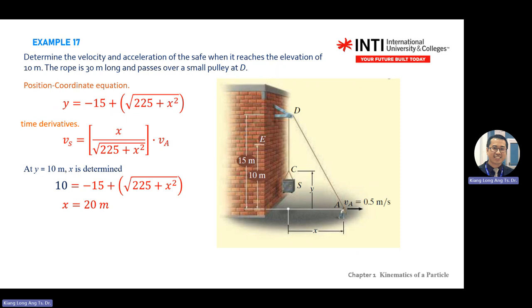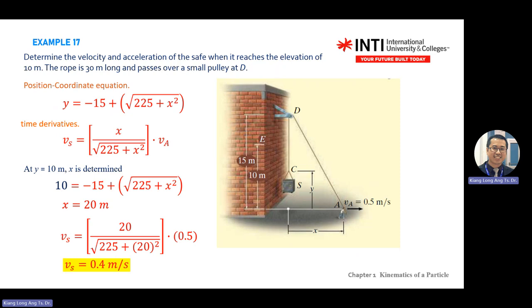So when you have x equal to 20, you actually substitute back, you can find your Vs. This one, x equals 20, substitute here. Va already have, Va is 10. So press calculator, you can find your Vs. Vs goes up, positive. Okay, your final answer, just for your check, is 0.4 meter per second.